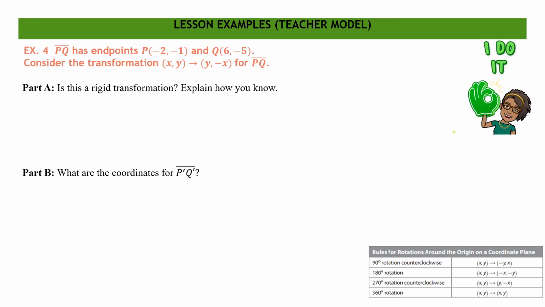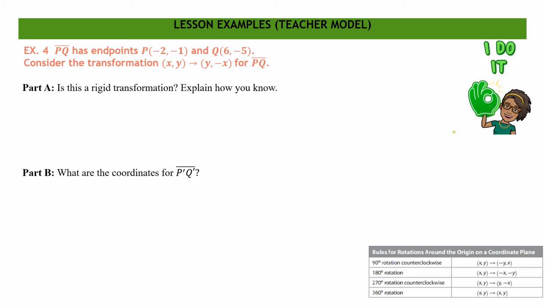All right, let's look at our next example. We have example 4 where it says PQ has endpoints P, which is (-2, -1), and Q, (6, -5). Consider the transformation where I take my pre-image points and switch them so they become (y, -x) for PQ. Part A says, is this a rigid transformation? And explain how you know.